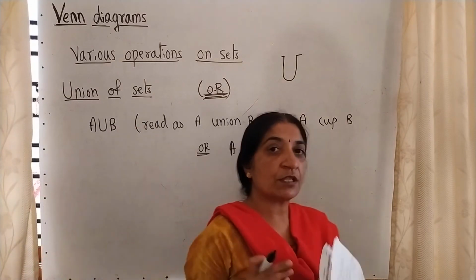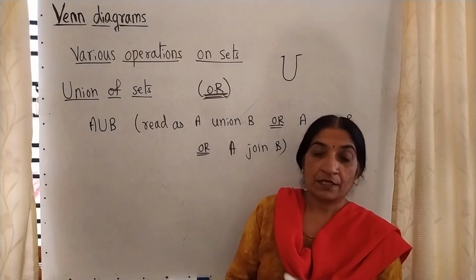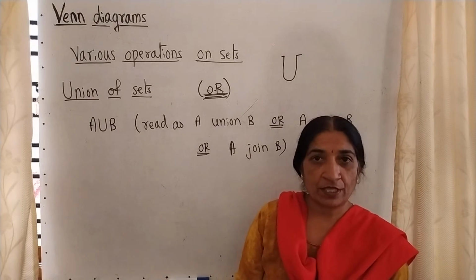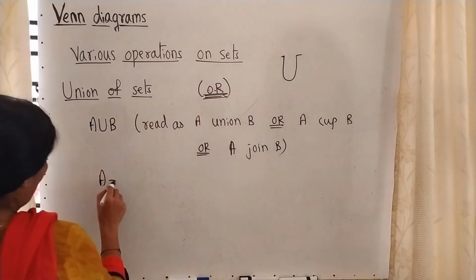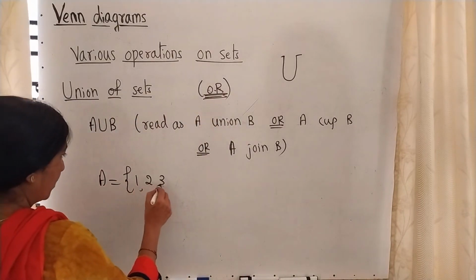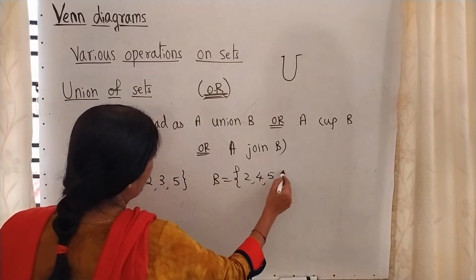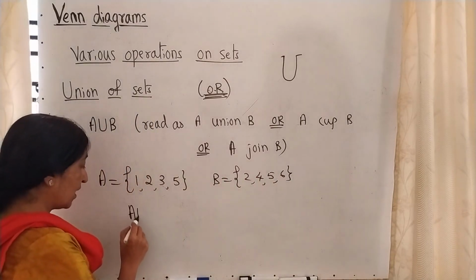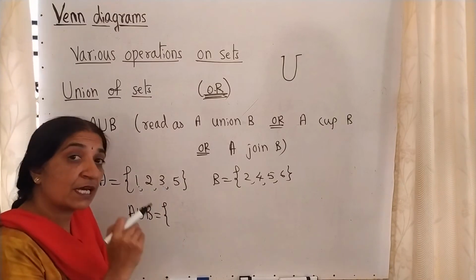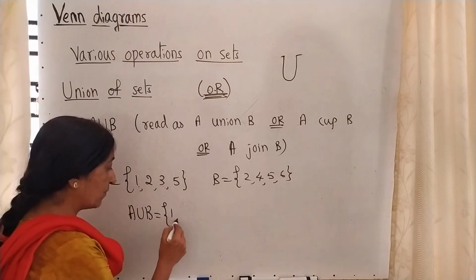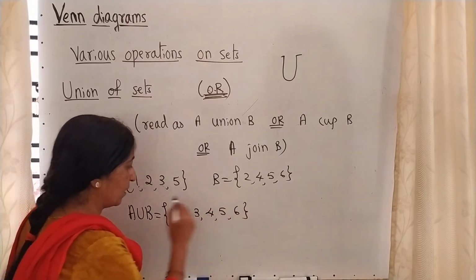Union means, suppose two sets are given, you have to combine the two sets. That means you have to write all the elements of set A and set B. For example, before the definition, set A is 1, 2, 3, 5. Set B is 2, 4, 5, 6. If you want A union B, I am writing all the elements. If the elements are repeated, don't write them twice. So that means 1, 2, 3, 4, 5, 6.